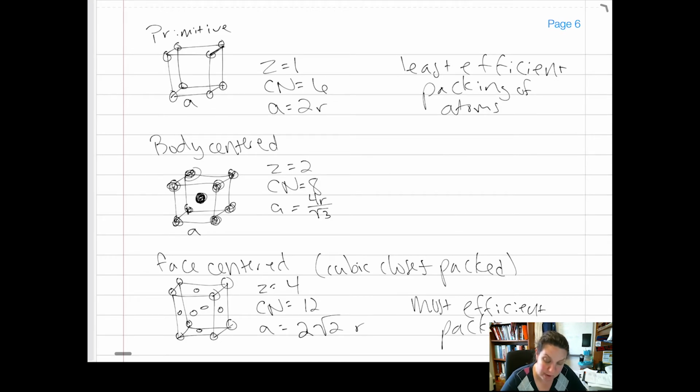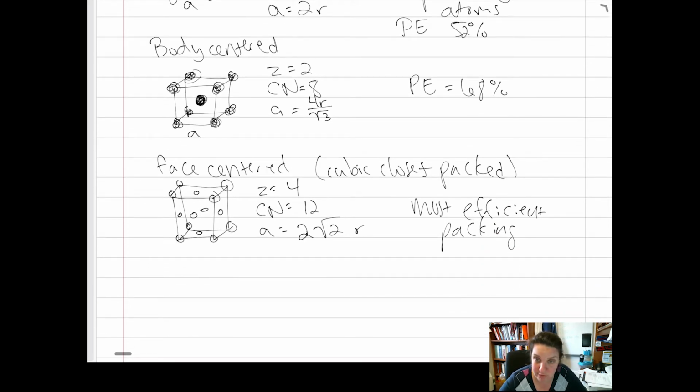For the primitive, if it's just a metallic, the packing will be 52%. So our packing efficiency. For our body center, the packing efficiency is going to be 68%. And for our face center cubic, which has the greatest packing efficiency, is going to be 74%, which is the same for hexagonal closest packed.